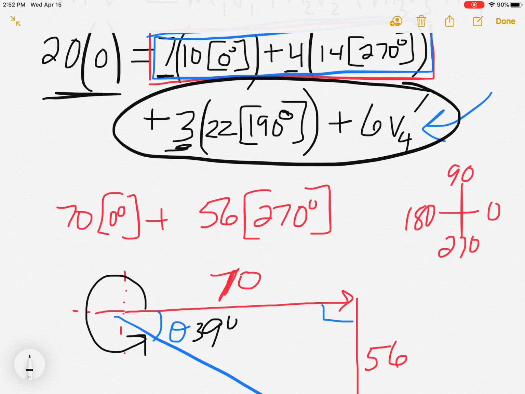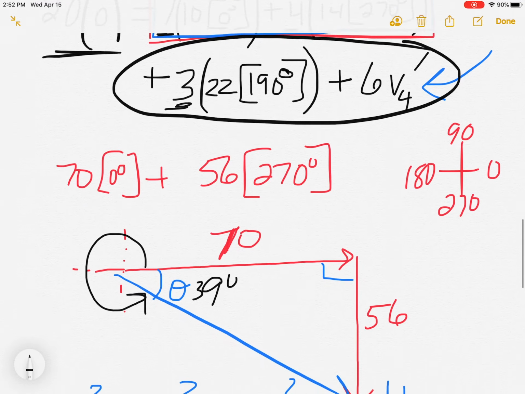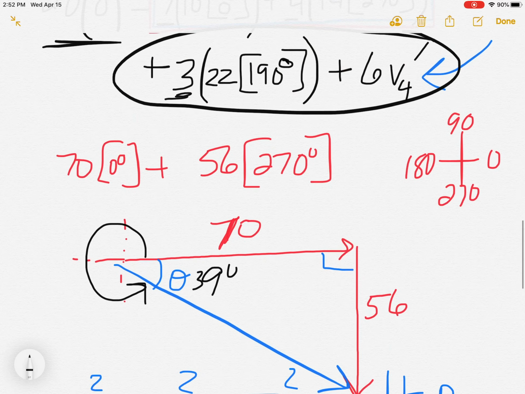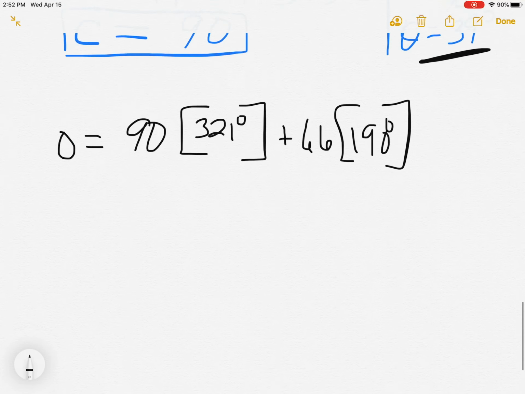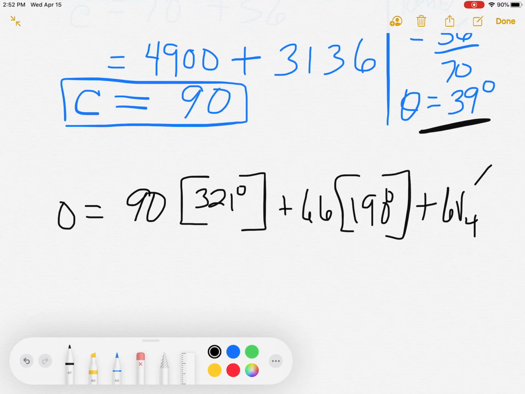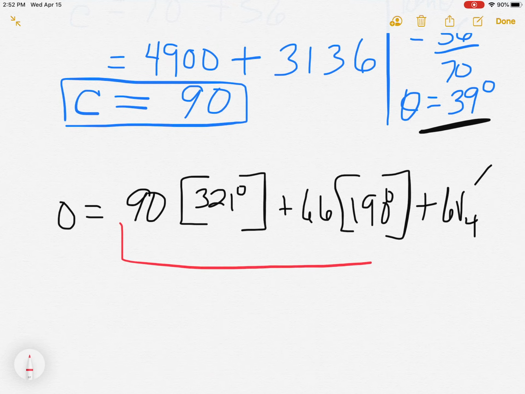Now what's left? What's left is the rest of this from before. 3 times 22 will give us 66 at 190. So I'm adding 66 at 190, and then I'm adding the plus 6 V4 prime. Okay, so guess what you have to do now? You've got to do another triangle. Now I'm not going to do it. It's an assignment. You can do it.